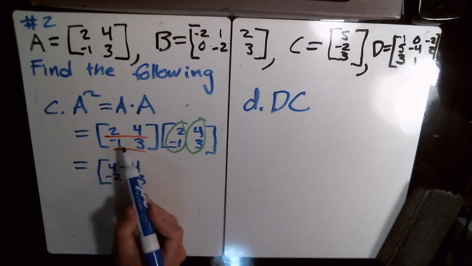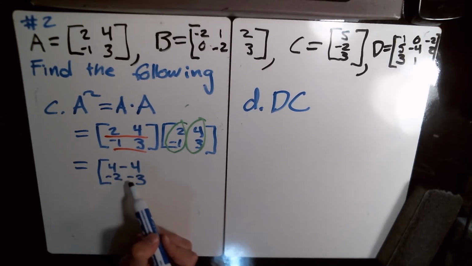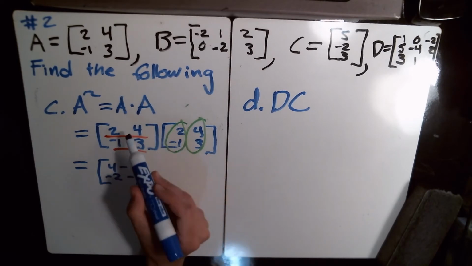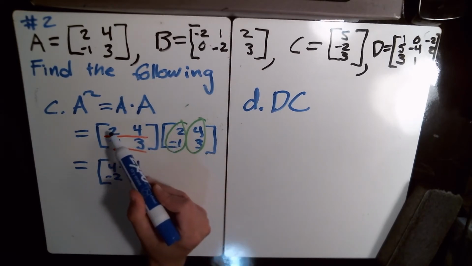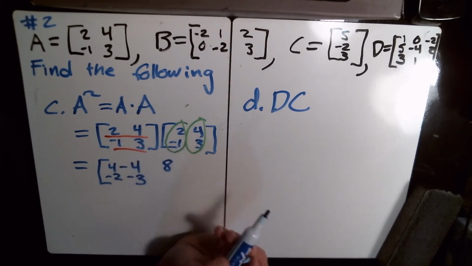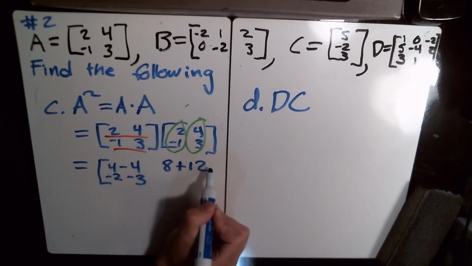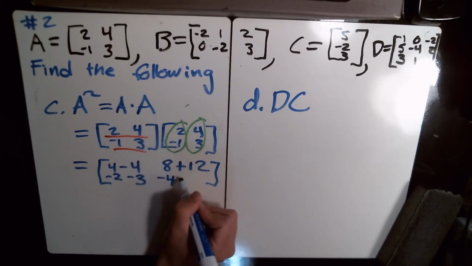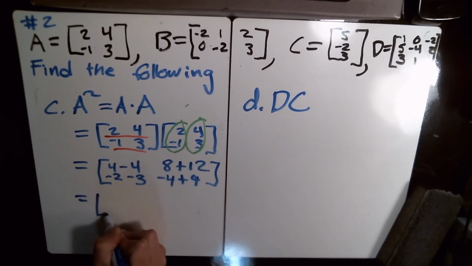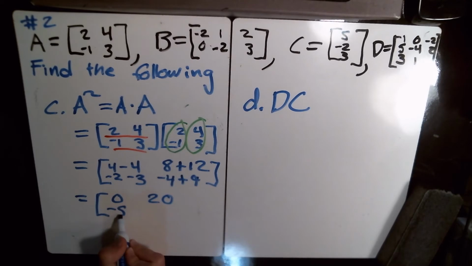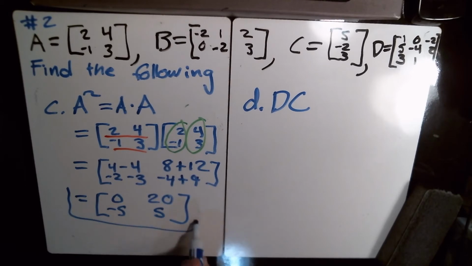We move on to this row and this column to get that entry, because it's in the first column, second row. Now, we go this row times this column. So 2 times 4 is 8, and then 4 times 3 is 12. -1 times 4 is -4. 3 times 3 is 9. So when we simplify this out, we get 0, 20, -5, and 5. That will be our answer for A squared.